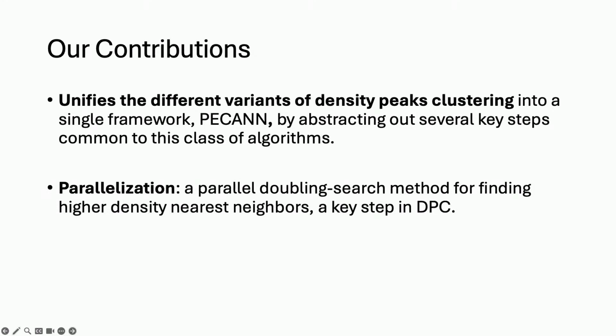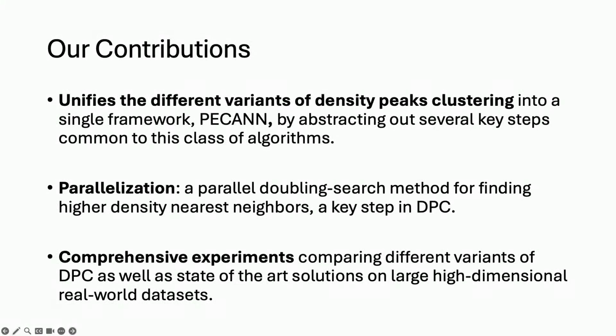Our framework is also parallel. So one of the key steps in DPC is to find nearest neighbors with a higher density. I'll talk about what density means later, but it's basically a restricted form of nearest neighbor search. And in PCAN, we introduce a parallel doubling search method that is able to do this pretty efficiently. And then finally, we have comprehensive experiments where we're comparing different variants of DPC under the same framework, and then we also compare to state-of-the-art solutions for DPC on large high-dimensional data.